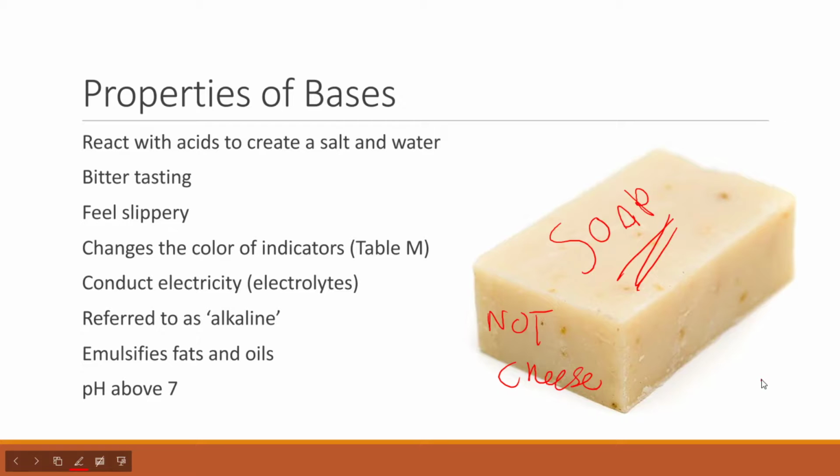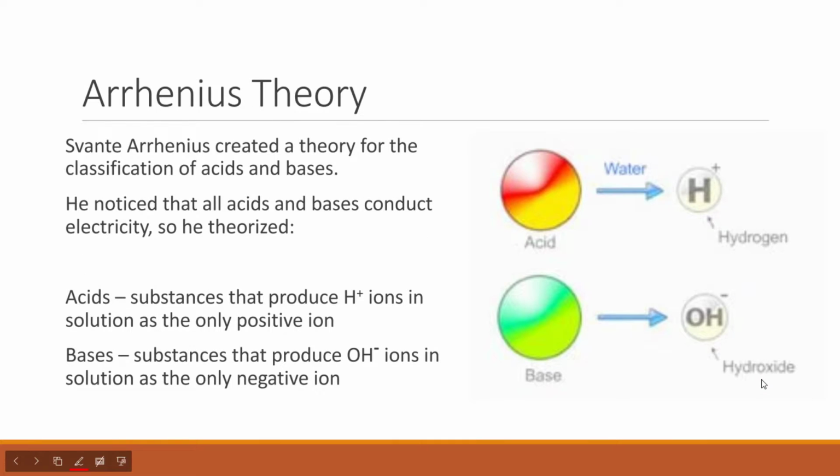So acids, bases, we have general properties, but we don't really know what they are and what they do. So when we start talking about what actually makes up an acid or a base, we have two theories that we're going to look at. We have the Arrhenius theory, and we have the alternate theory, or the Bronsted-Lowry theory. So we're going to look at the Arrhenius theory first.